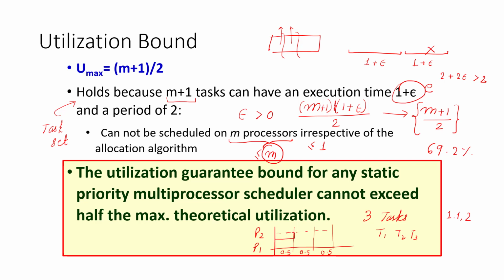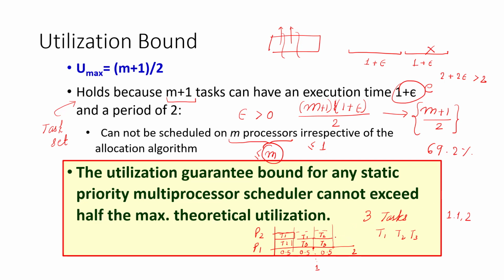So then I could schedule T1 over here, T2 over here, and then again I will schedule T3 over here and T1 over here. So basically, after 1 unit of time, what will happen? T1 will have executed for one time unit, T2 and T3 for 0.5 each. So again, what I will do is I'll execute T2 over here and T3 over here. So after 1.5 time units, all three of T1, T2, and T3 would have executed for 1 unit each.